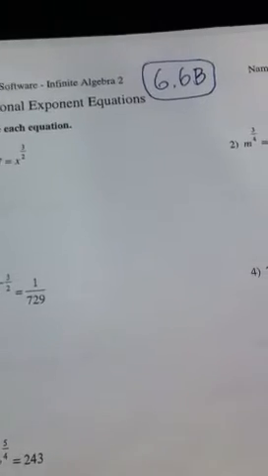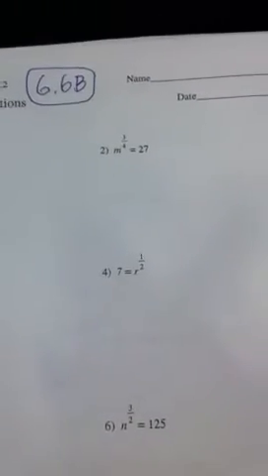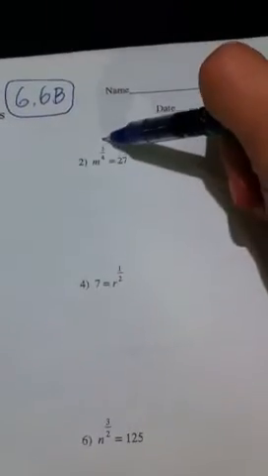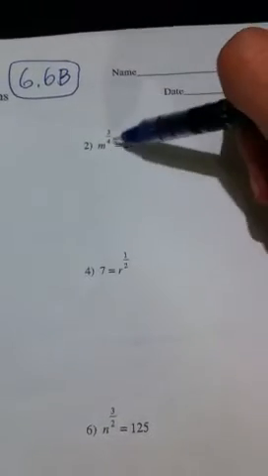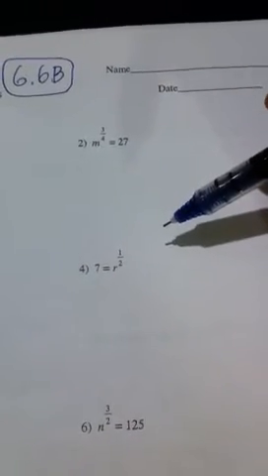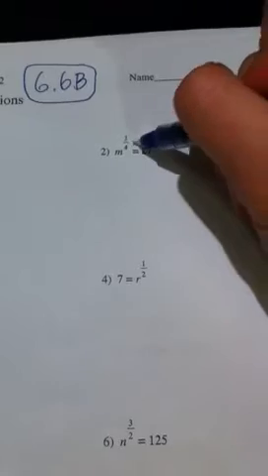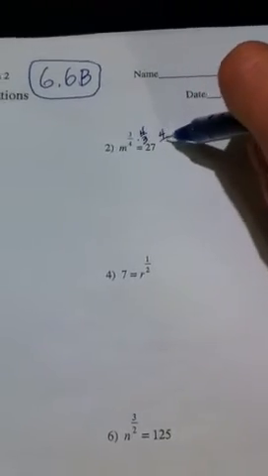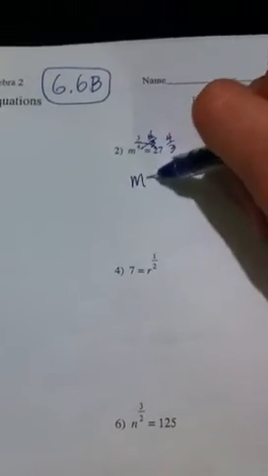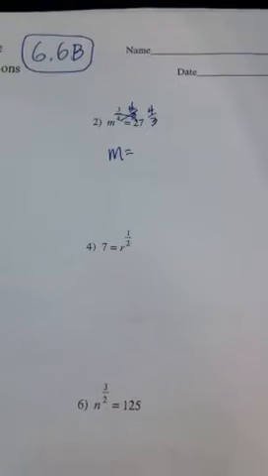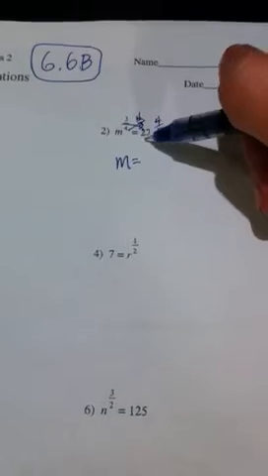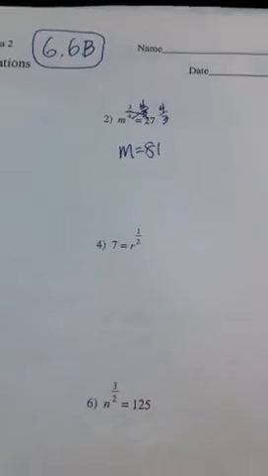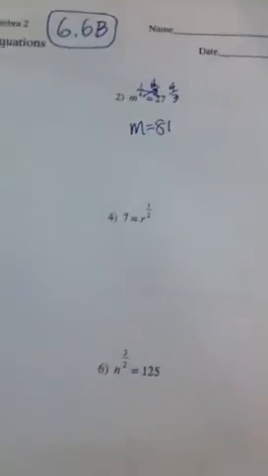Today's February 15th, 2012. Alright, look at number 2 here. 2 is already pretty much done. You have this guy isolated. To get rid of that exponent, you want to use the reciprocal exponent, meaning raise both sides to the 4/3. So you need to go back to 6.1 if you don't know how to do this. The third root of 27 is 3. 3 to the 4th is 81. M equals 81. Done.